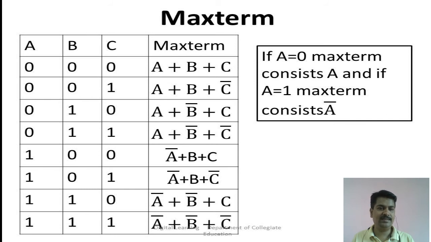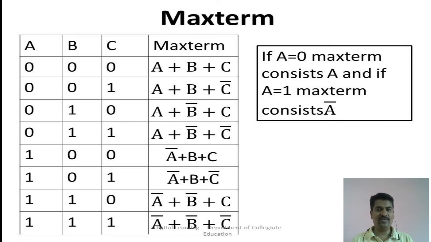A plus B bar plus C. For 1 0 0, here A has to be complemented: A bar plus B plus C. For 1 0 1, it is A bar plus B plus C bar. For 1 1 0, it's A bar plus B bar plus C. For 1 1 1, it has to be A bar plus B bar plus C bar.